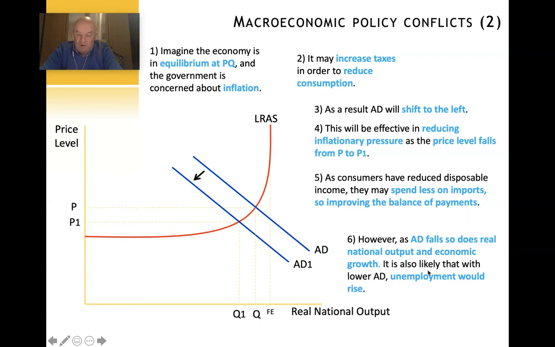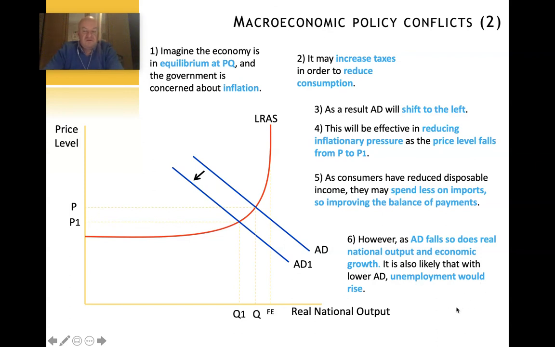However, one of the things we've got to bear in mind is that, given some of the things we might want to do in terms of reducing inflation, if we get to a position where AD falls, that causes real national output and also economic growth to fall too. And clearly, if we have this lower level of aggregate demand, it may well be that firms don't need to produce quite so much, and that could mean they lay off workers because they don't need them, so unemployment could also rise.